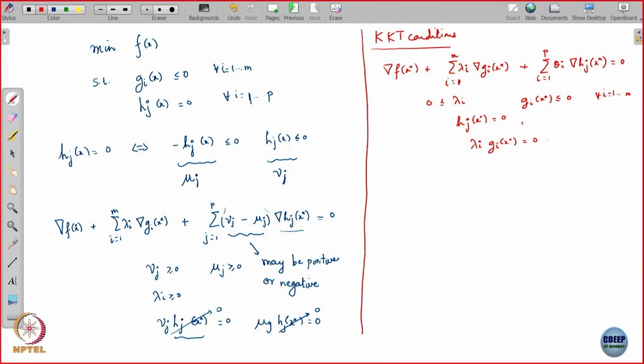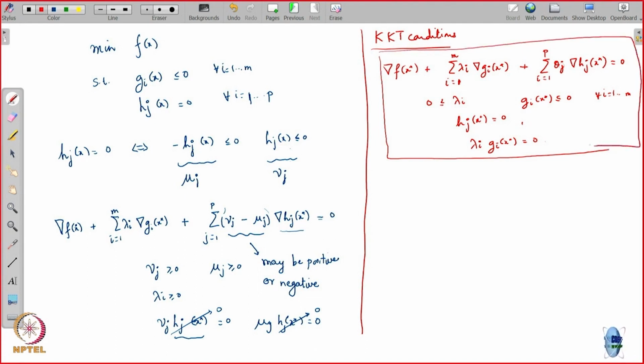There is no sign restriction on theta i. I should have written theta j. So, there is no sign restriction on theta j. Theta j can be positive, theta j can be negative, does not matter. Again, because there is no reason to impose any complementary slackness, since Hj of x is already equal to 0. Okay. So, what I have written here are your comprehensive KKT conditions for all kinds of optimization problems.